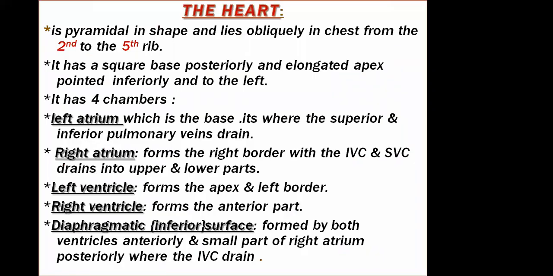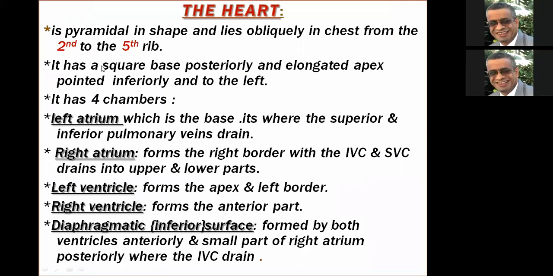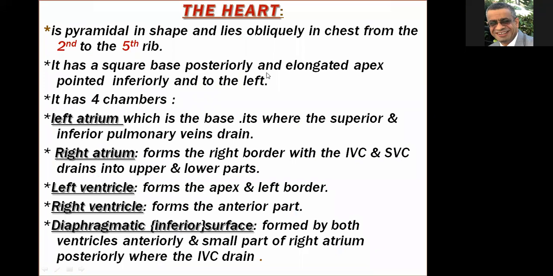The heart is pyramidal in shape and lies obliquely in the chest from the second to the fifth rib. It has a square base posteriorly and an elongated apex pointed inferiorly and to the left. It has 4 chambers. The left atrium, which is the base, is where the superior and inferior pulmonary veins drain. The right atrium forms the right border, where the cava drains into the upper and lower parts.